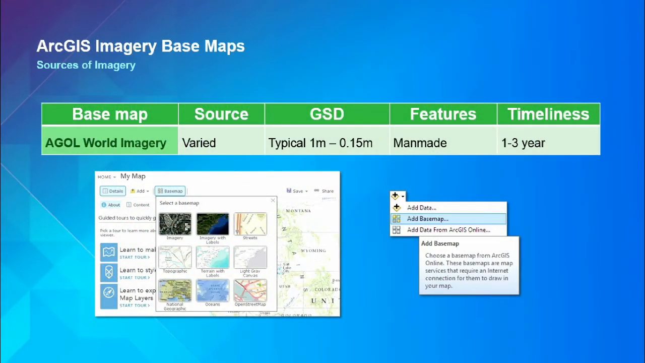ArcGIS Online base map varies anywhere from 0.15 meters, that's a nice way of saying 6-inch ground sample distance, up to 1 meter or 3 feet for a single pixel. Good for examining man-made features, but again, the timeliness is a 1 to 3 year time frame.